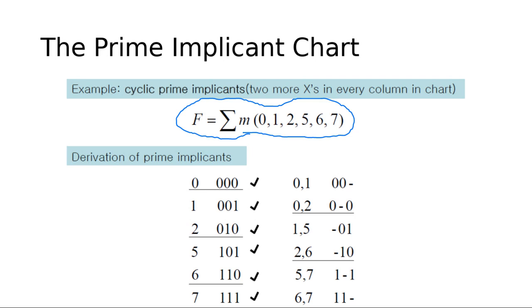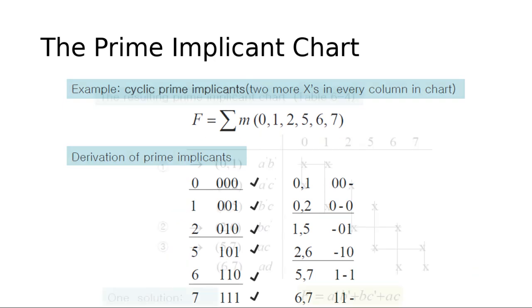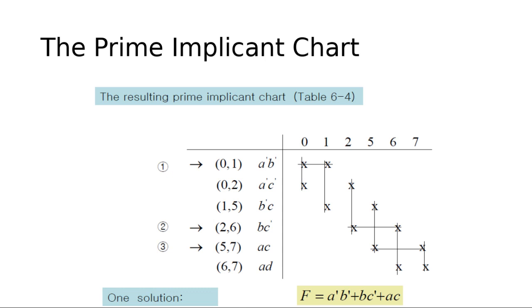Cyclic prime implicants have two or more X in every column in the chart, and you get this group. You can make a group with this expression, with this example. There's a missing column, right? The third column is missing. You don't have to use the third column in this way. You only get this chart, the prime implicant chart, and you can get this F function.